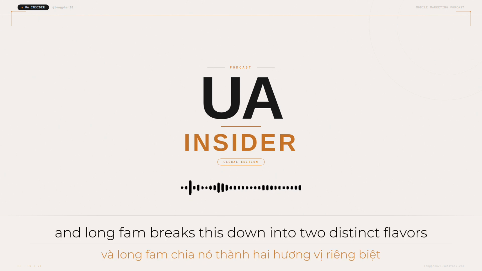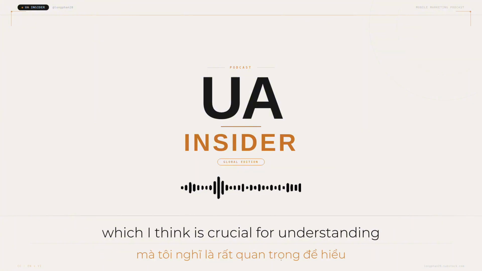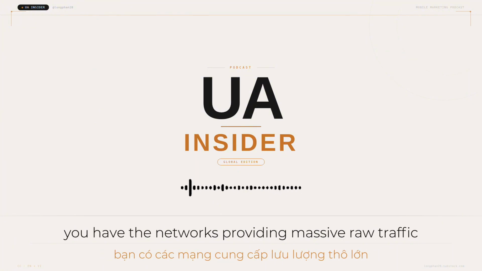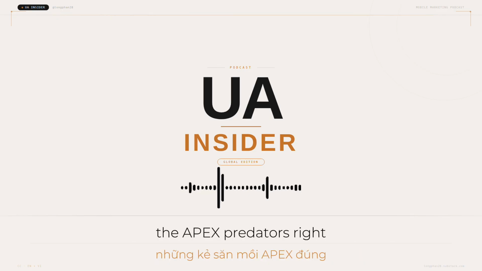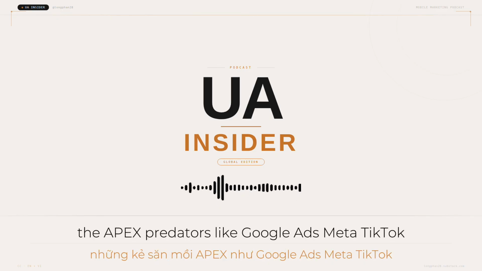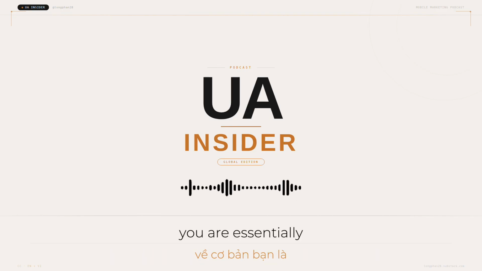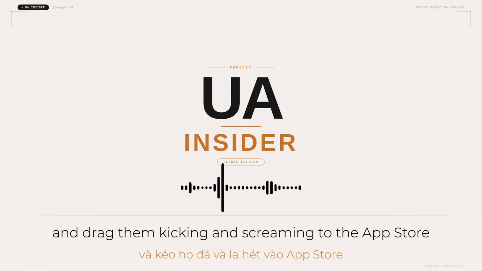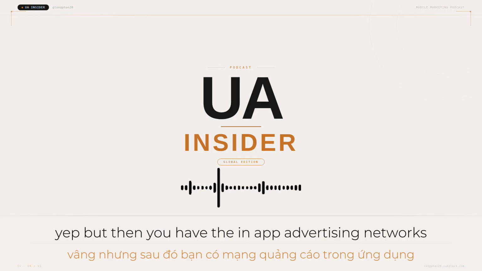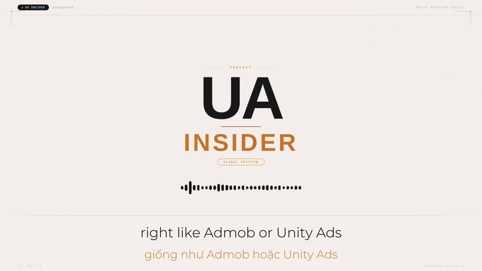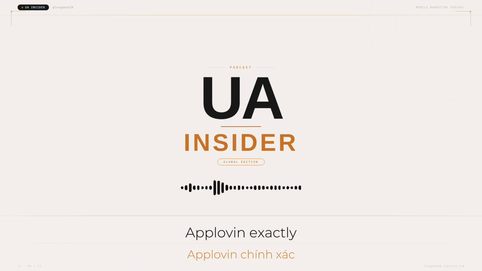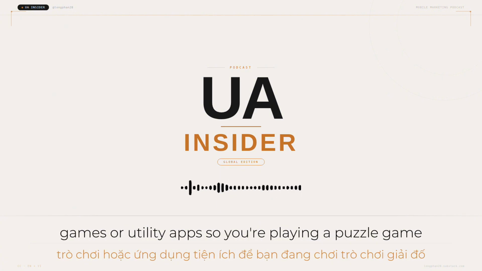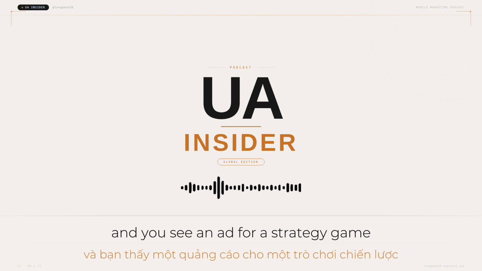And Longfam breaks this down into two distinct flavors, which I think is crucial for understanding how the traffic actually flows. You have the networks providing massive raw traffic. The apex predators. Right, the apex predators like Google Ads, Meta, TikTok. You are essentially paying them to interrupt a user's native feed and drag them kicking and screaming to the App Store. Yep. But then you have the in-app advertising networks. Right, like AdMob or Unity Ads, AppLovin. Exactly. And they serve ads inside other publishers' games or utility apps.